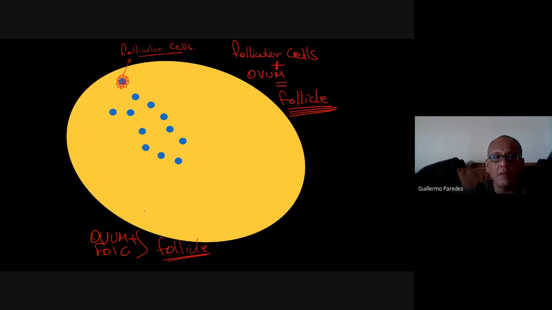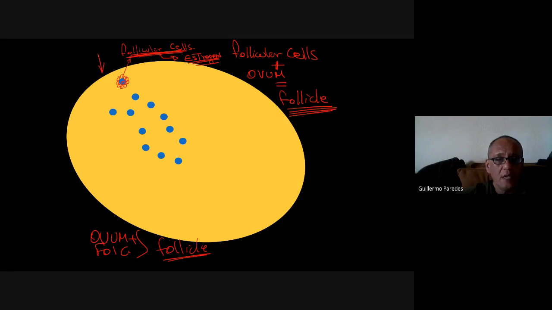What is important about this follicle? This follicle is the follicular cells. Listen, the follicular cells are the ones who produce estrogens. So the ovum itself does not produce estrogen. Yeah, it's true that we said the estrogens are being produced by the ovary. Yes, because those cells are in the ovary. So that's why we said the ovary produces estrogens. But these estrogens basically are going to be formed by these follicular cells.